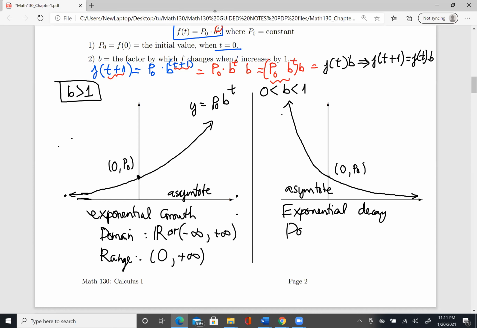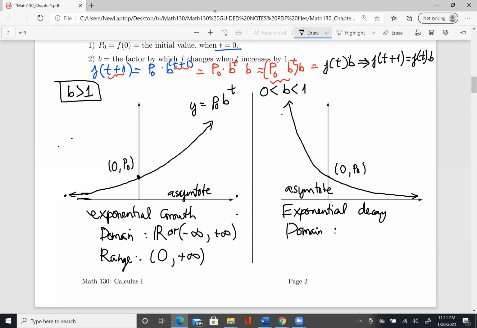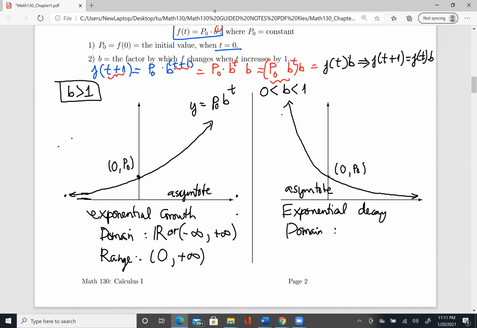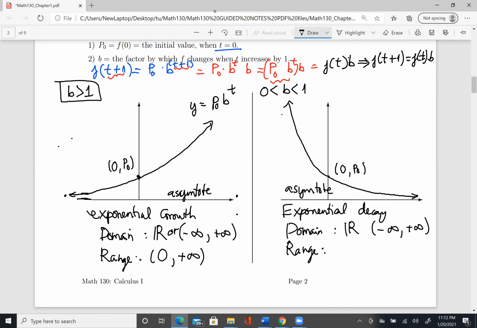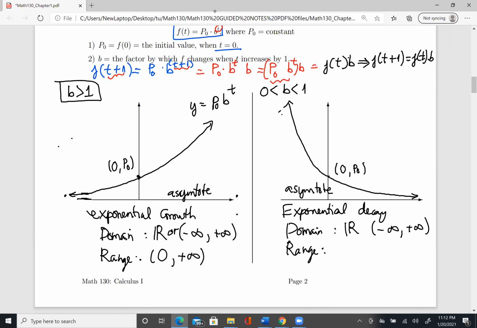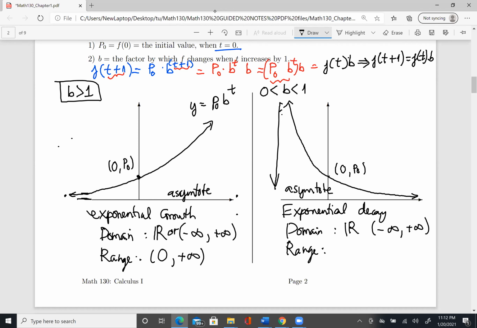Domain, in this case, what is that going to be? Still, it's from the left to the right smoothly. So we're just going to say still the real numbers, from negative infinity to positive infinity. And the range, it looks like it's from very high over here and going down, right? You see that? But it will never touch zero. So again, the range is just from 0 to positive infinity.